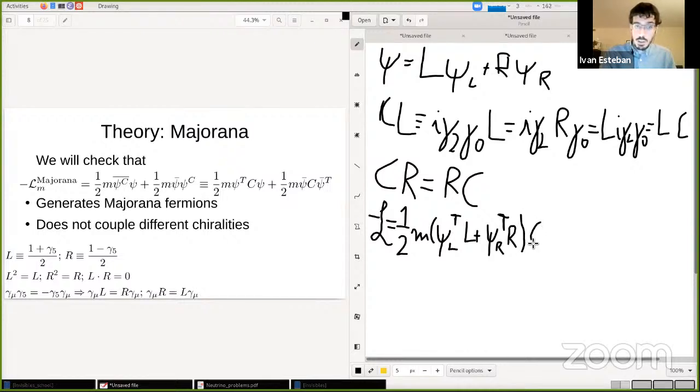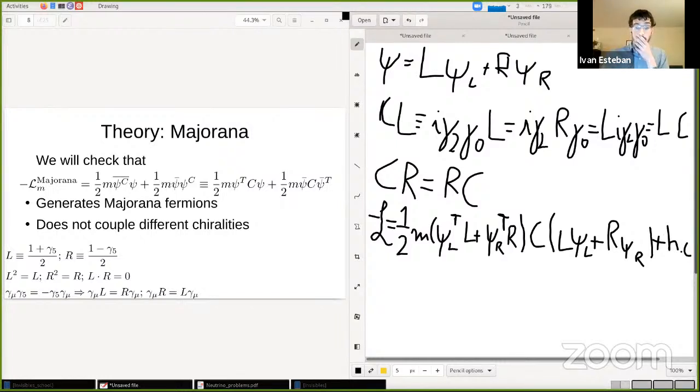Here we put a charge conjugation matrix, and we have to put a factor of L psi left plus R psi right. And the second term in this Majorana Lagrangian is just the Hermitian conjugate of the first one. So to save time, we will write here the Hermitian conjugate, and that's it.